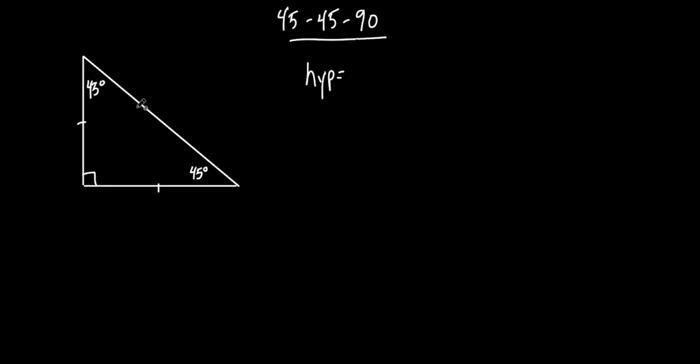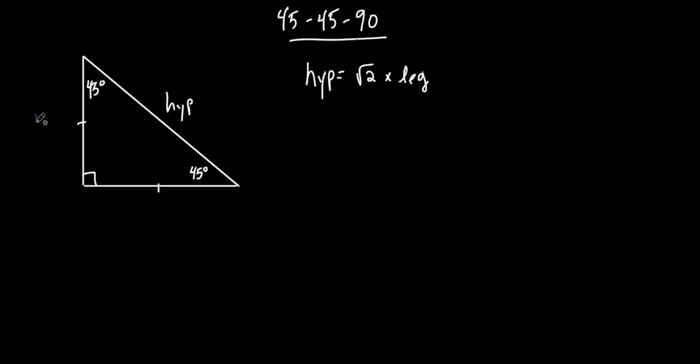Is that 45 or 95? It's 45. I just said. They're both 45, and this is 90. That's why it's a 45, 45, 90 triangle. So the hypotenuse is the square root of 2 times one of the legs. This is the hypotenuse because it's opposite the what? The 90 degree angle. Okay? The hypotenuse is not 90. It's opposite the 90 degree angle.